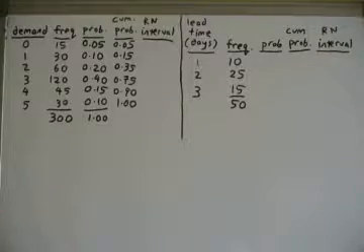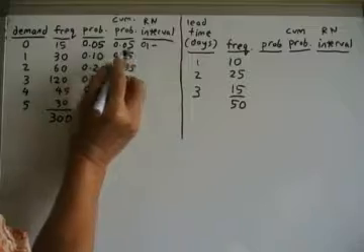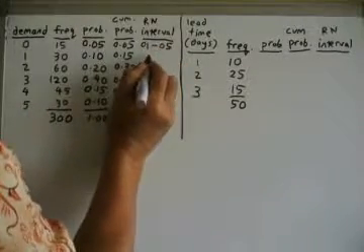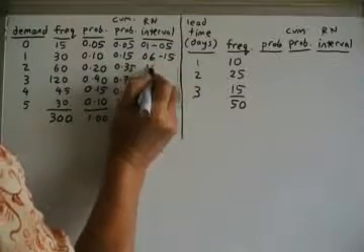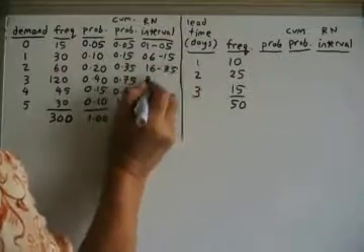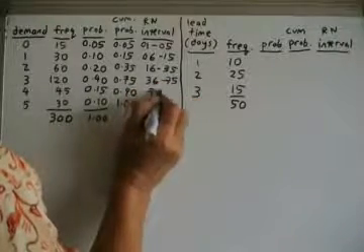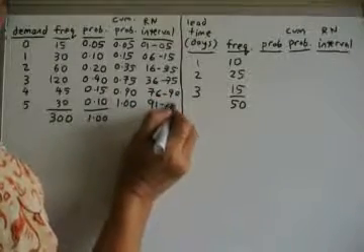Then we get the random number interval. We start with 0, 1 until we use the cumulative probability, so 0 to 5. After 0 to 5 is 6 to 15, 16 to 35, and so on, until 91 to 00.